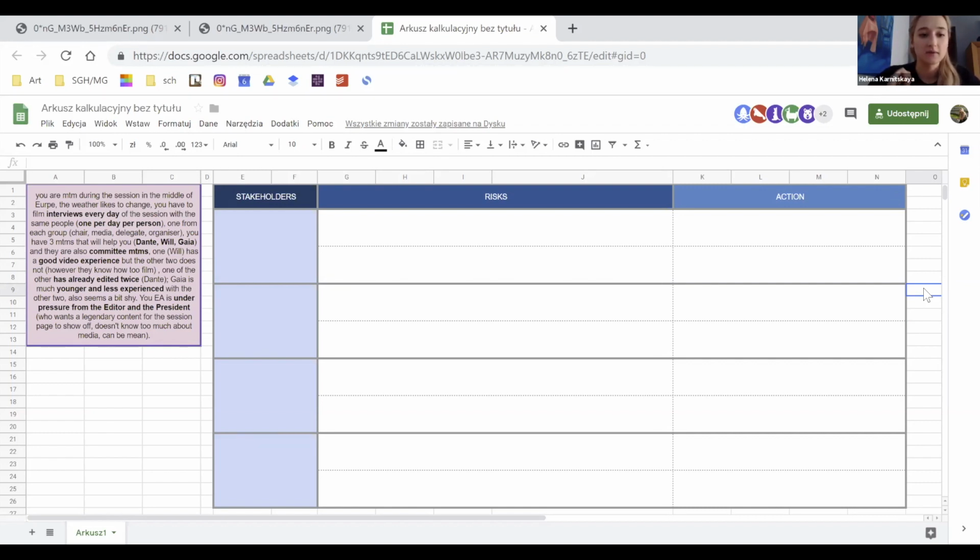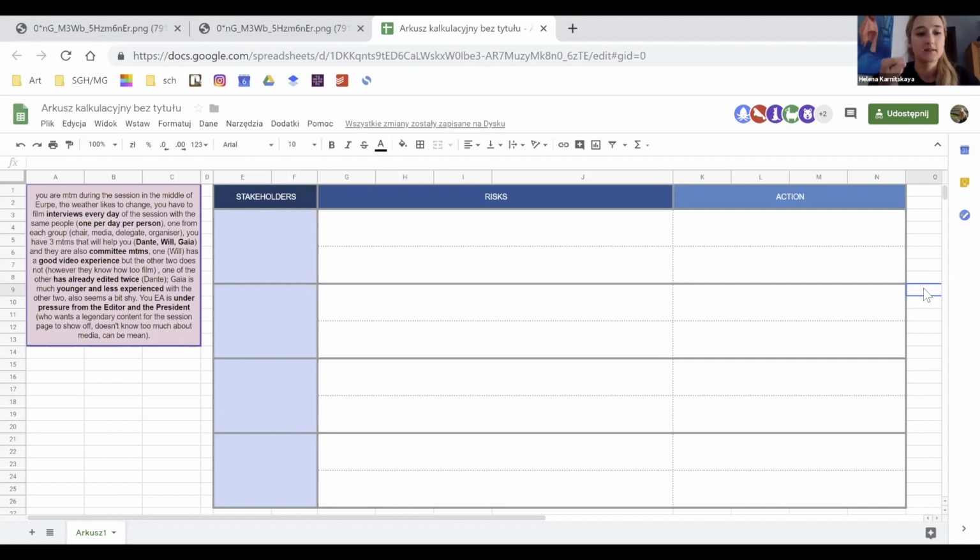And there are 4 people that you have to film, and one is from church team, one from media, one is a delegate, one is in Orga. And you have 4 media team members that will help you. It's Dante, Will, and Gaia. And they are also committee media team members. Will has a very good video experience, and the other 2 do not that much. Dante has already edited twice, and Gaia is much younger and less experienced than the other people.